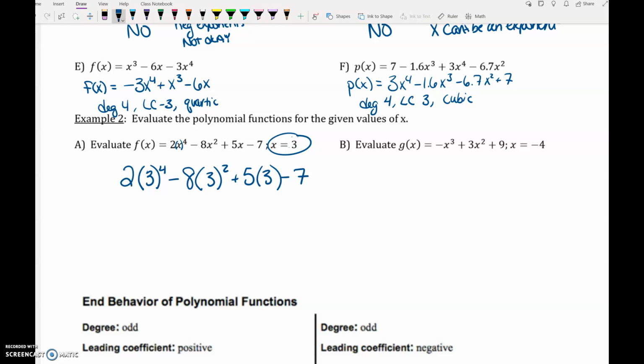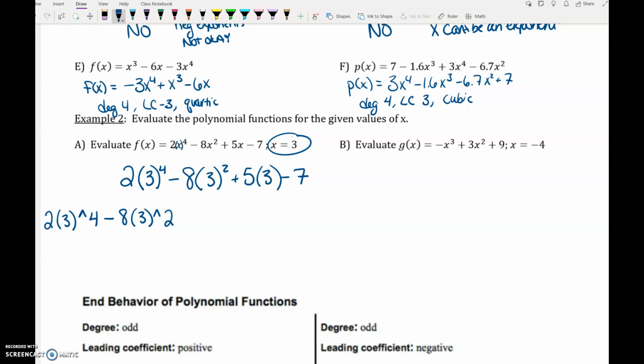So plug this into your calculator. To do 2 times 3 to the 4th, to raise something to the 4th, in your calculator you would do 2 parentheses 3, close your parentheses, caret button 4. Then you would do minus 8, parentheses, 3, close your parentheses. For squared, you should have a square button, or you can do caret button 2, and so on. So if we plug this into our calculator correctly, let me type it in quick.